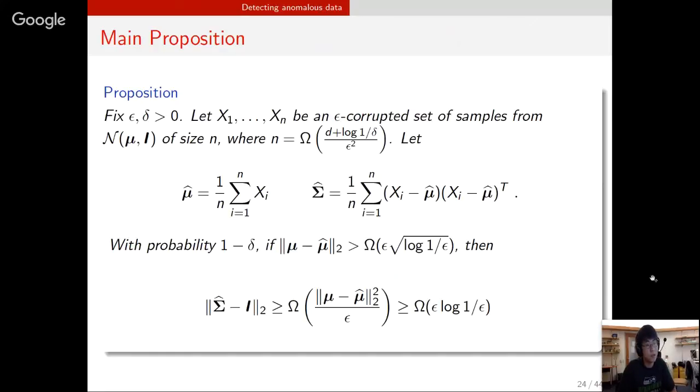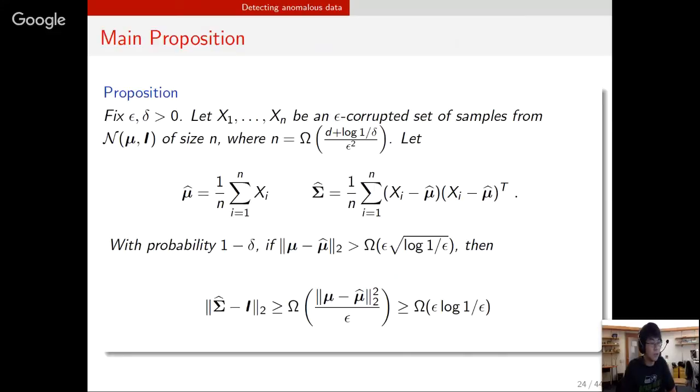Okay? So what this is saying is that, if there's no corruption, this would never happen. This spectral norm would never be this large. Okay? So this spectral norm gives kind of like a red flag saying that, oh crap, the bad points are doing something bad to the mean. Okay? This is kind of how to parse the proposition, at least. This is my interpretation of how to parse it.